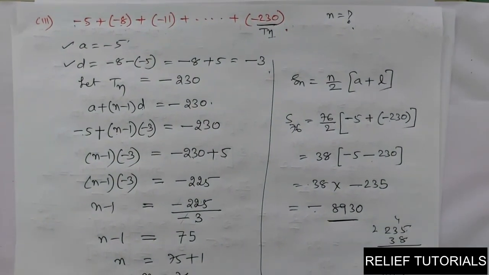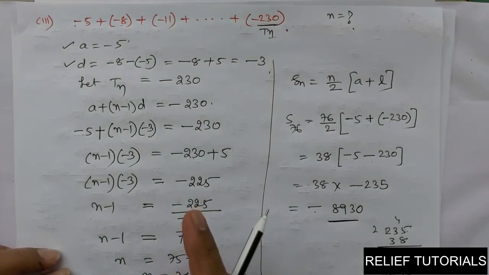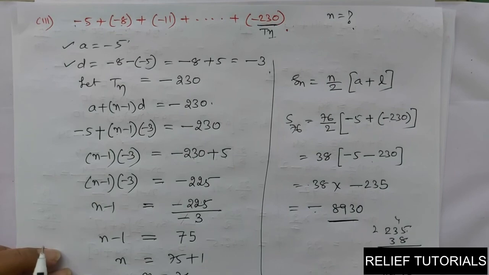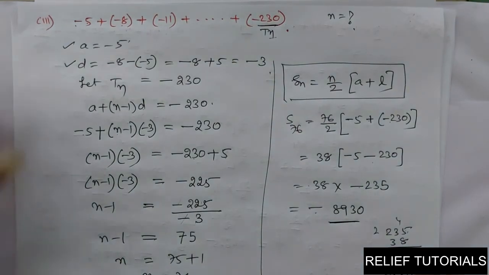So we have done two types of problem here. When n is given and you want to find the sum but the last term is not given, you will use the second formula, and when the last term is given and n is given, you will use this formula. Okay, I hope you understood the lecture very well.